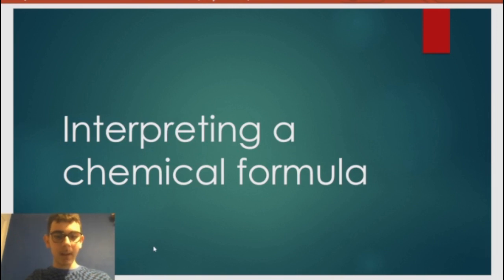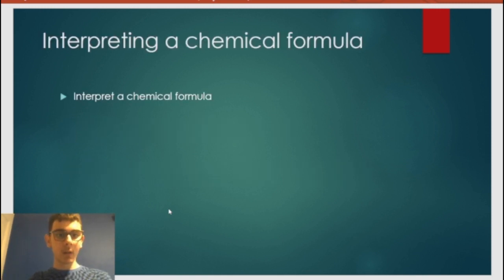Today we're going to be looking at lesson 2 of the GCSE Chemistry course, which is topic 1, and it's interpreting a chemical formula. So, by the end of this video, you should be able to interpret a chemical formula. It's pretty simple, so let's get straight into it.